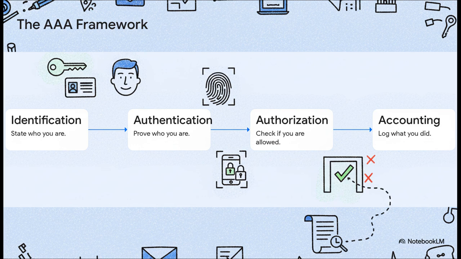That's identification. Then you prove it, maybe with a password or your fingerprint. That's authentication. Next, the system checks its list to see if you're actually allowed inside. That's authorization. And finally, it keeps a log of what you did. We call that accounting. Seriously, every secure login you have ever done follows this exact framework.